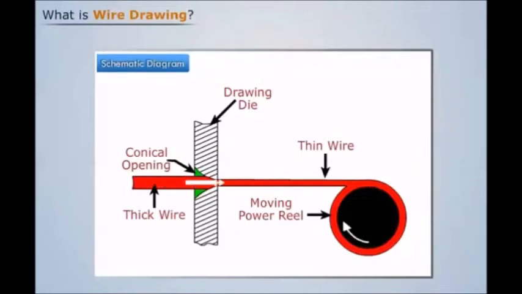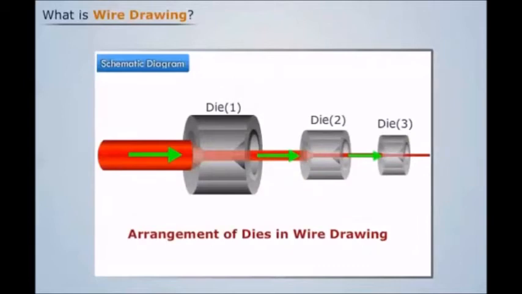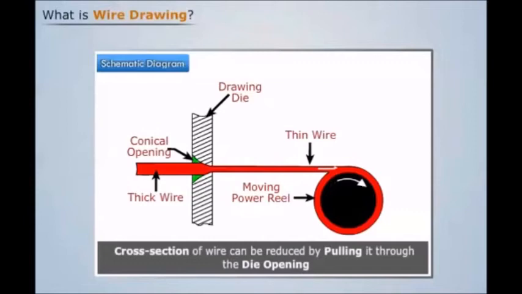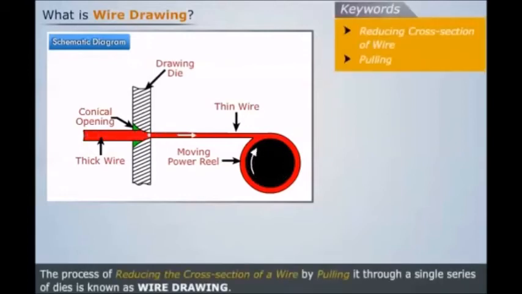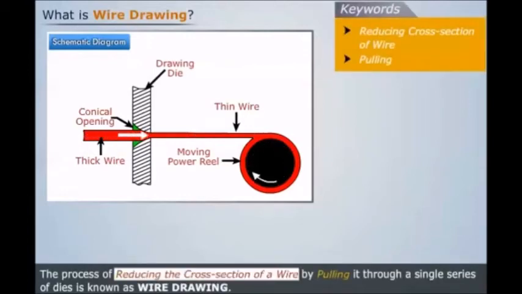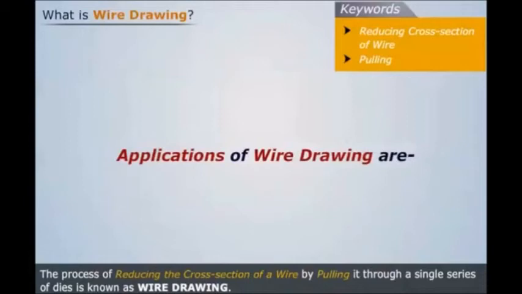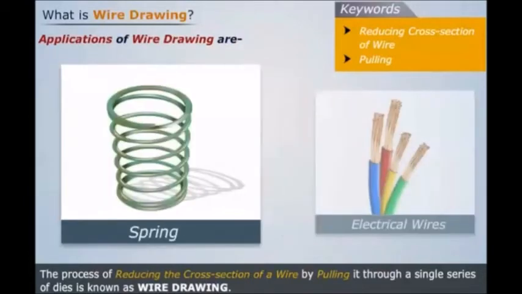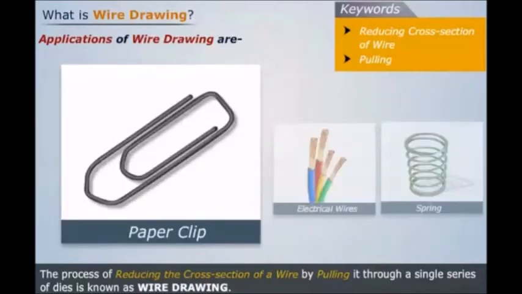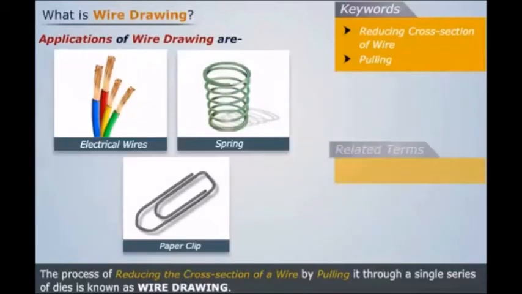Also, the diameter of the wire can be further reduced successively by installing a series of dies. We see that the cross-section of the wire can be reduced by pulling it through the die opening. Thus, the process of reducing the cross-section of a wire by pulling it through a single series of dies is known as wire drawing. Wire drawing is commonly used in manufacturing electrical wires, springs, and paper clips.